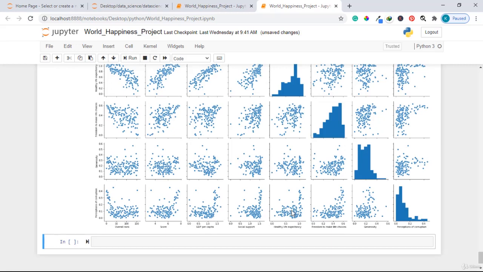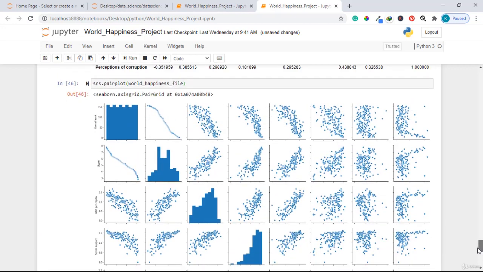These are nearly how many graphs? 1, 2, 3, 4, 5, 6, 7, 8, so nearly 64 graphs. We are not interested in all these graphs. We are only interested in this line of graphs that affect the score attribute. If you remember, a positive correlation is kind of a straight line. So from this graph you can see we can plot a straight line, and this is the correlation between score and this second attribute.